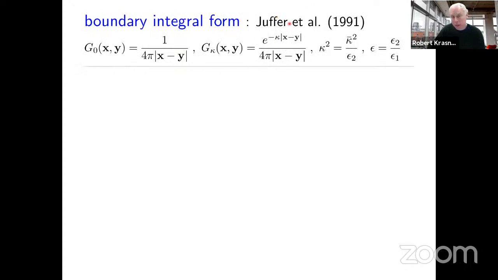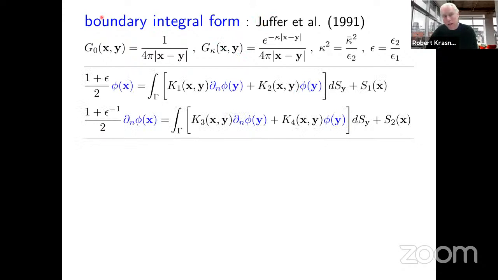We use a formulation that goes back to Berenson's group. Juffer was the lead author on that paper, and they wrote down the following set of equations. First, let's define G0, which is just the Coulomb potential, and G kappa, a screened Coulomb potential. The kappa here is related to the parameters this way. We're also going to need epsilon, the ratio of the dielectric constants. These two Green's functions are the Green's functions for the Poisson equation and the linearized Poisson-Boltzmann equation.